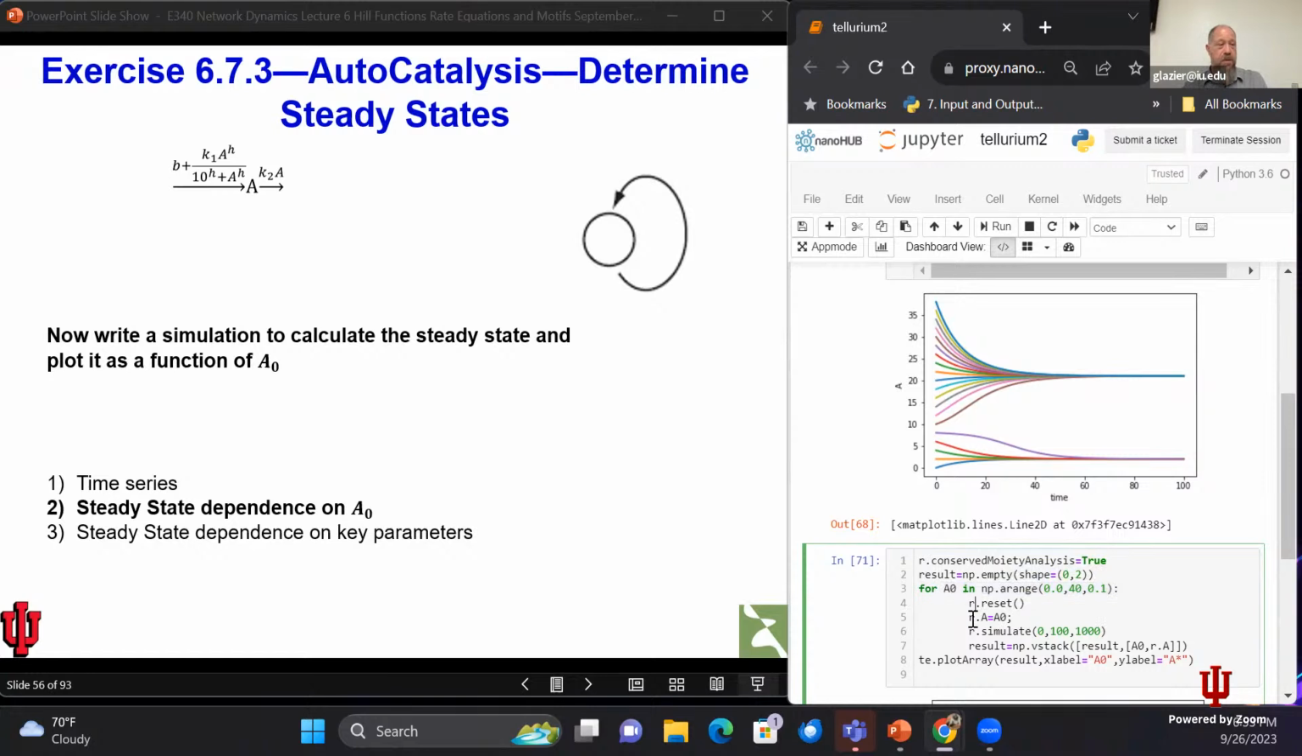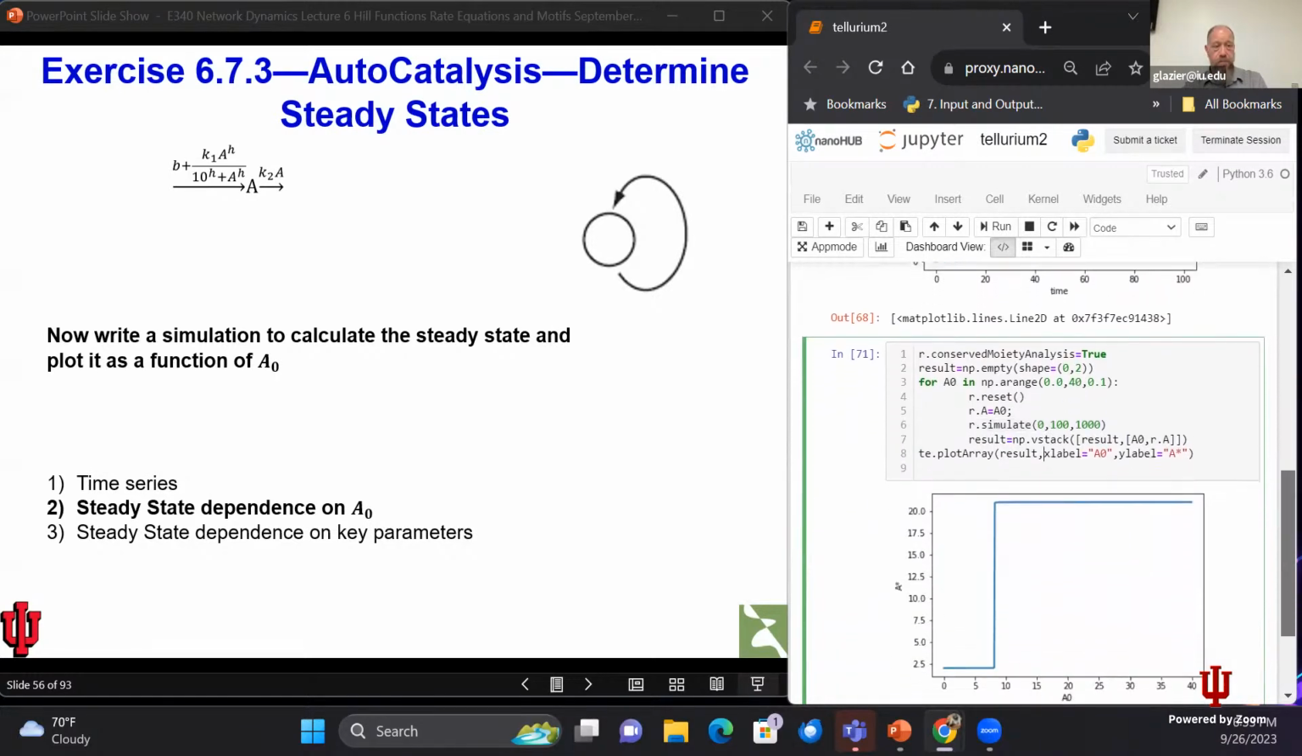I'll reset my simulation. I'll set my initial value of A. I'll run the simulation for a while. I'll stack the initial value, comma, the final value, and then I'll plot it. And what I see is that if A is less than about 7.5, I get a final value of about 2. And if A is bigger than that, I get a final value of about 22.